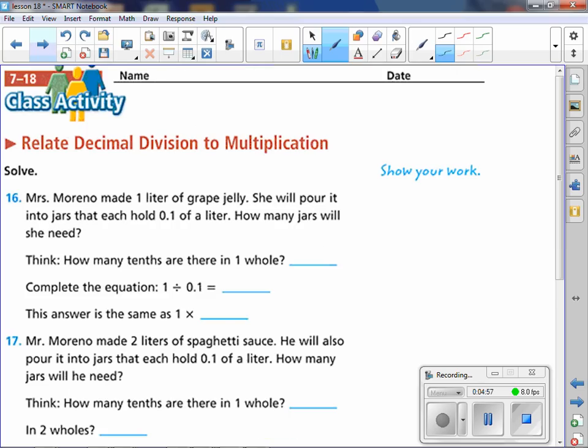Like I said, when we do these shift patterns, it all kind of repeats and follows. So how many tenths are in a whole? Well, 10 tenths in one whole, right? So when we take one whole and we divide it by a tenth, it's 10. The answer is the same as taking 1 times 10. Okay.